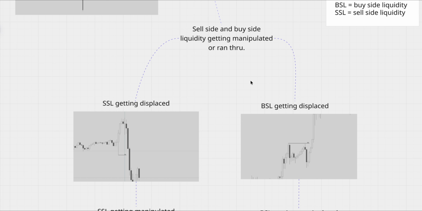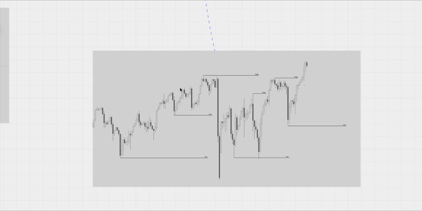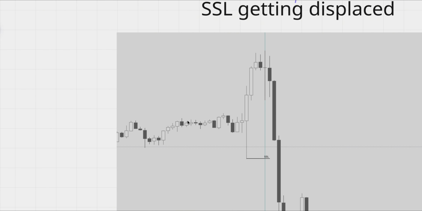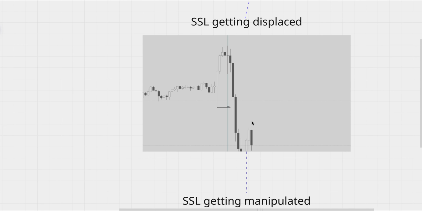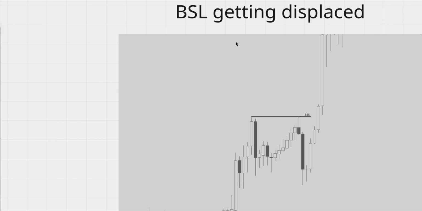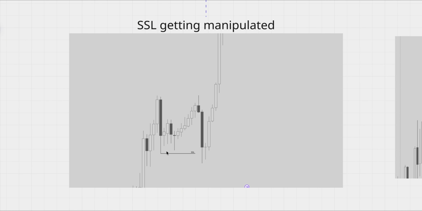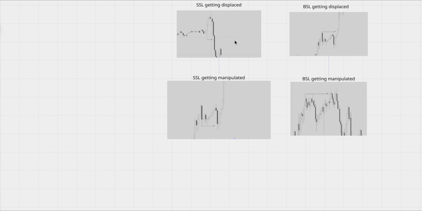Now we're going to look at examples of sell side and buy side liquidity getting ran through or manipulated. Sell side liquidity, like we said, this is a low. It's a low, but I'm just calling it sell side liquidity, and it gets ran through. We don't stop here and go higher. This is sell side liquidity getting manipulated. See the low right here, we come down, make a lower low, and go higher. That's how you know it got manipulated.